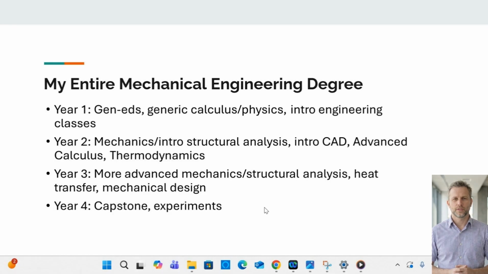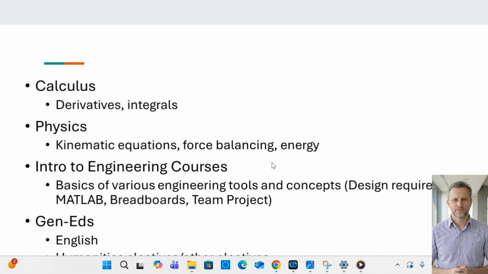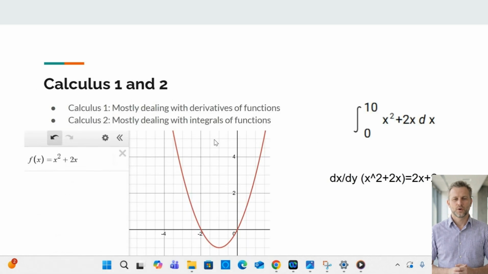And then year four, you spend most of your time with your capstone project, and otherwise there is a bunch of experiments you do in one class, and might also do some electives that year. So starting with year one, you do calculus 1 and 2, calculus 1 integrals, calculus 2 derivatives, then physics, and then intro to engineering courses, gen eds, which we'll go over all of this now.